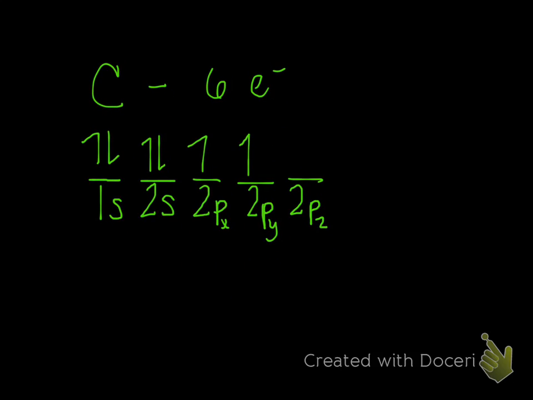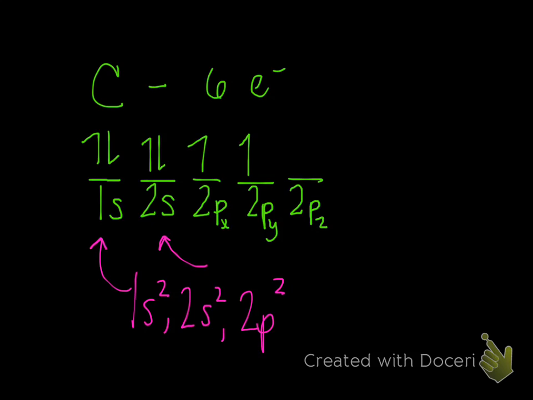So we drew the orbital notation for carbon. If we were to draw this in electron configuration notation, we would just say 1s2, because there are 2 electrons in the 1s subshell, 2s2, because there are 2 electrons in the 2s subshell, and then we would say 2p2, because there are 2 electrons in the 2p subshell. Actually, let's get rid of those commas. They're not necessary.